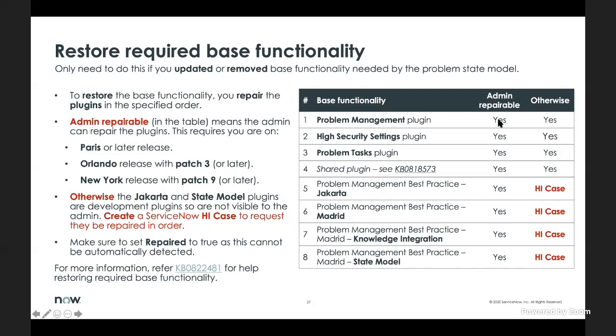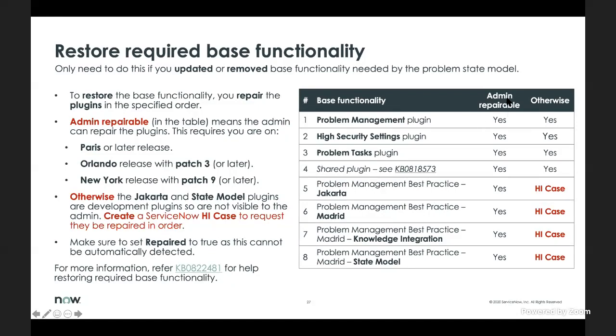So you see admin repairable is yes for all of these things, so they don't need any additional help. If you don't meet this requirement, then the state model and the Jakarta plugins were both development plugins. So the best thing to do is to create a HI case for these because they need to be activated in the right order, one after the other. So create a HI case to get these activated instead, or better yet, wait till you're on the right patch level or release version, and then you'll be able to do it yourselves without even having to create a HI case in the first place.